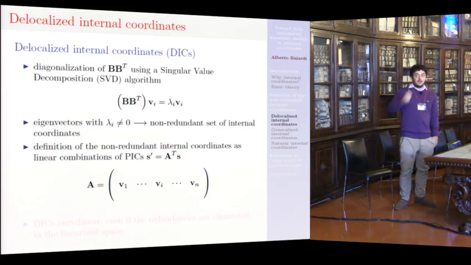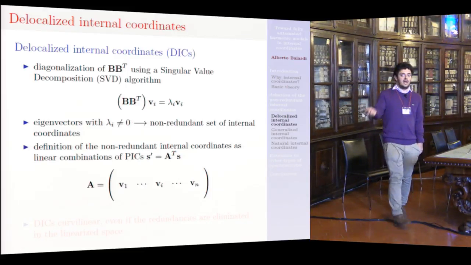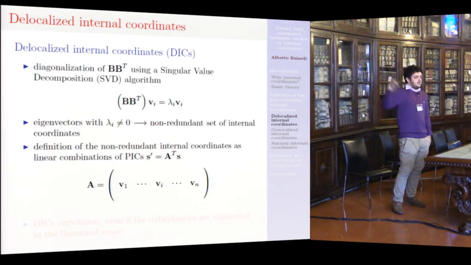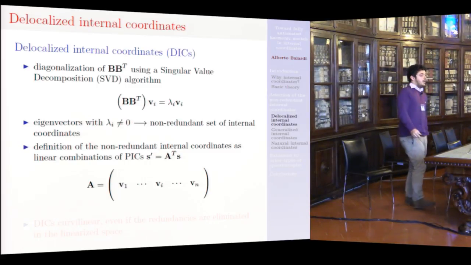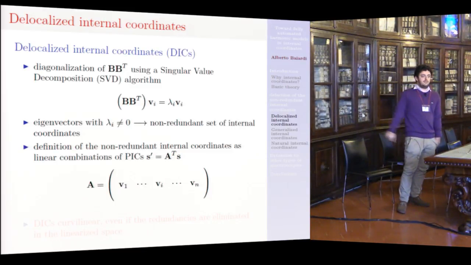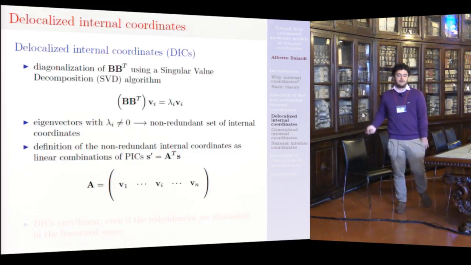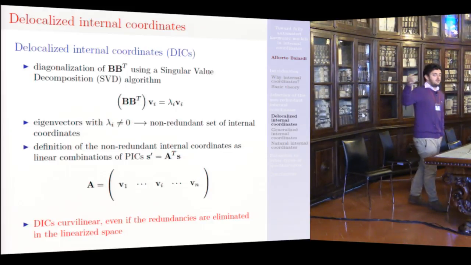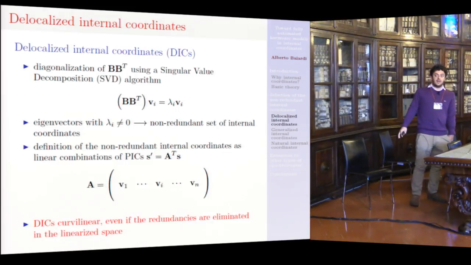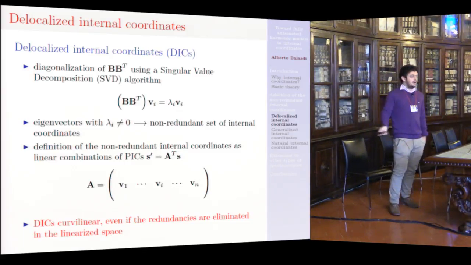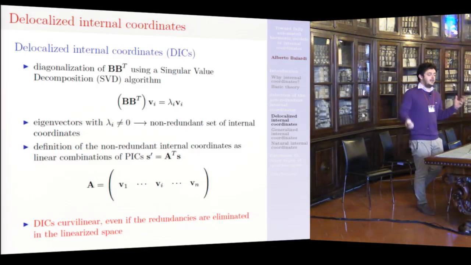And the first one is quite simple. It's the so-called delocalized internal coordinates, which are built by diagonalizing the BB^T matrix, which is equivalent to performing a singular value decomposition of the B matrix. You take the eigenvectors with non-zero eigenvalues, and building this matrix, you get the transformation from the redundant space to the non-redundant space. And I want to stress that even if you use the B matrix to select the non-redundant space, so we are working in the linearized space, the final coordinates are non-linear, so they are still curvilinear.